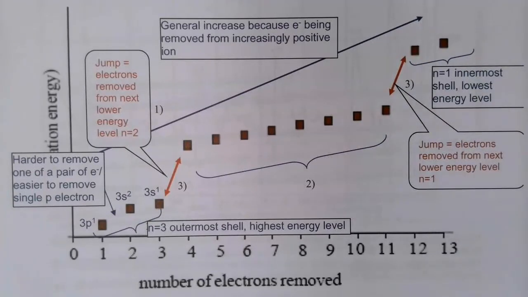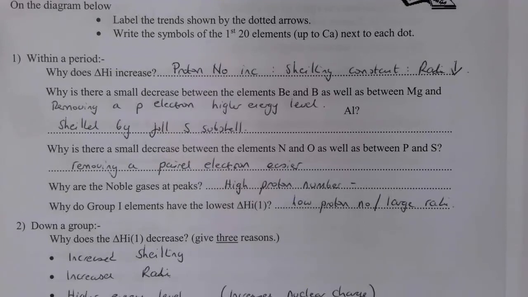So within a period, the ionisation energy increases because we've got more protons, shielding stays roughly constant, but the radii, as you see, has decreased. There's a small decrease between beryllium and boron and magnesium and aluminium because you're removing a p electron, and that's being removed from a higher energy level, and it's being shielded by those full s subshell, and that makes it slightly easier to remove. Nitrogen, oxygen, and phosphorus and sulfur, there you're removing a paired electron, and that's much easier to remove.